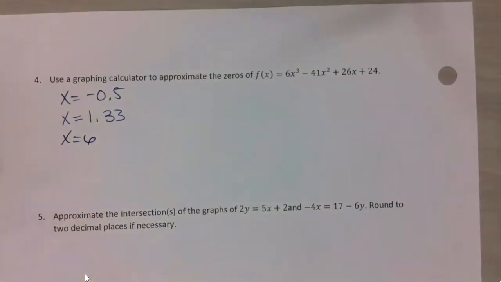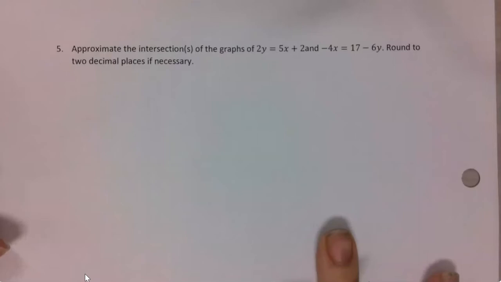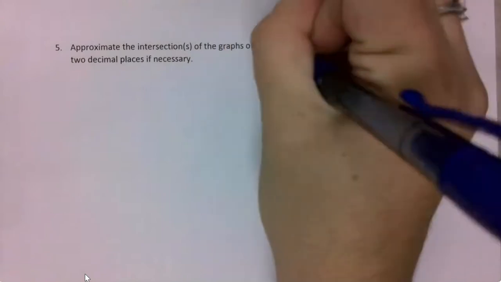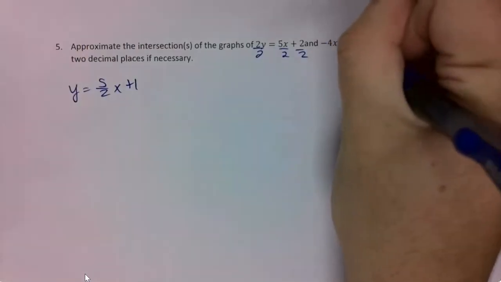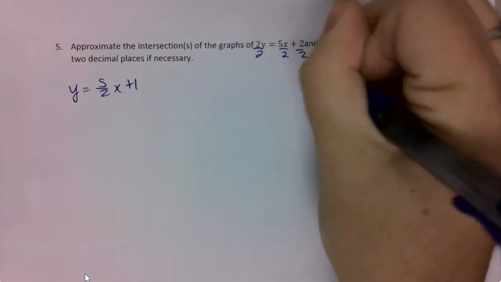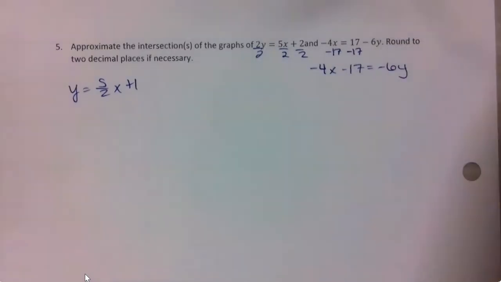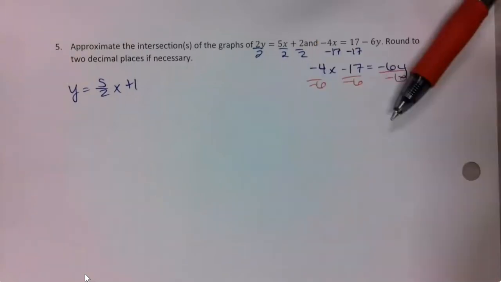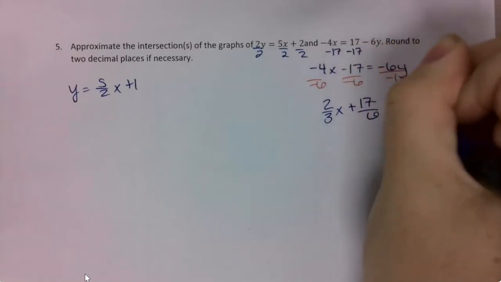The next equation wants me to find the intersection of the graphs of 2y equals 5x plus 2 and negative 4x plus 7, or equals 17 minus 16y. So for these, I want to solve for y. First one, I just divide by 2. I get y equals 5/2 x plus 1. On my second equation, I want to subtract 17 on both sides. So it's going to give me negative 4x minus 17 equals negative 6y. Then I want to go ahead and divide everything by negative 6. It's going to get me positive 2/3 x, positive 17/6 equals y.